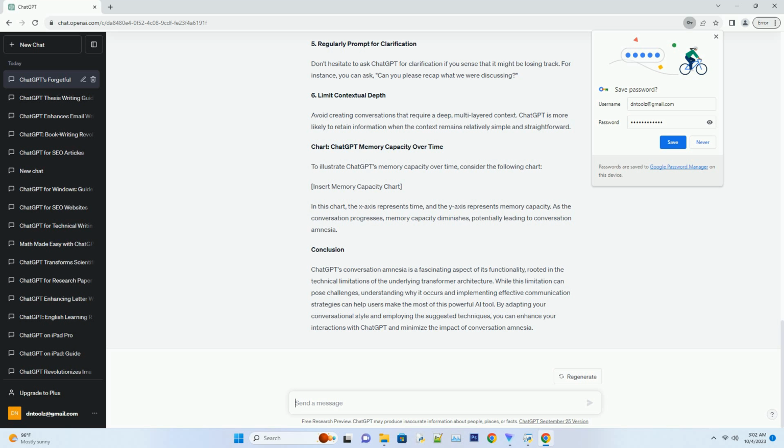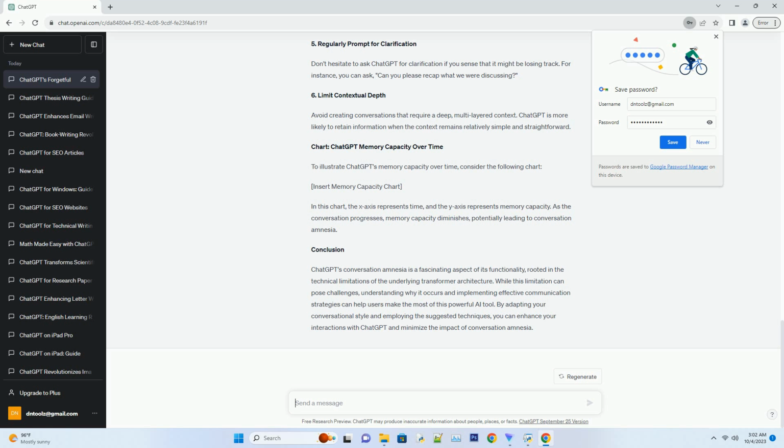Number 3. Use bullet points or lists. Presenting information in the form of bullet points or lists can make it easier for ChatGPT to remember and reference key details. This structured format aids in retaining information. Here's an example. Point 1, discussing ChatGPT's architecture. Point 2, the concept of conversation amnesia. Point 3, implications for users. Point 4, strategies to overcome forgetfulness.